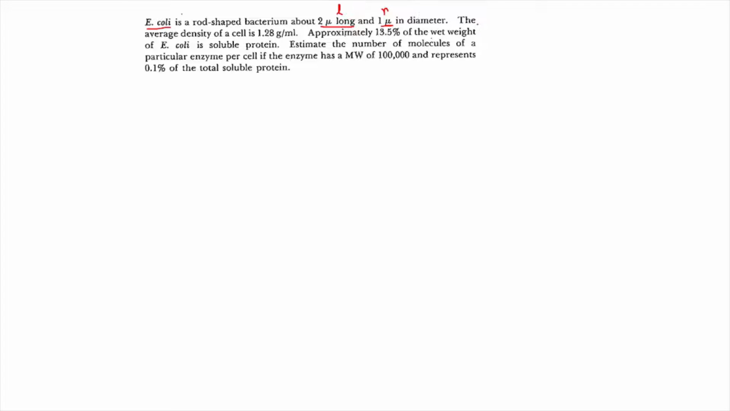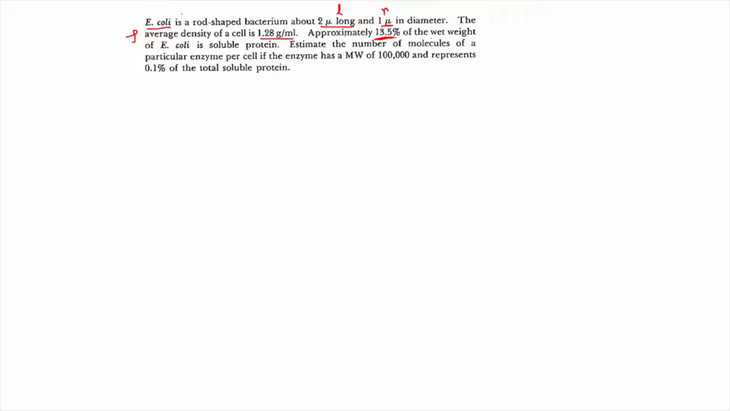It also says that the average density of a cell is 1.28 grams per ml. So this is the density of the cell. If we designate it by rho, then rho is equal to 1.28 grams per ml. Now they are saying that approximately 13.5% of the weight of E. coli is soluble protein. So that means you have to calculate the total weight and then you have to take 13.5% of that total weight.